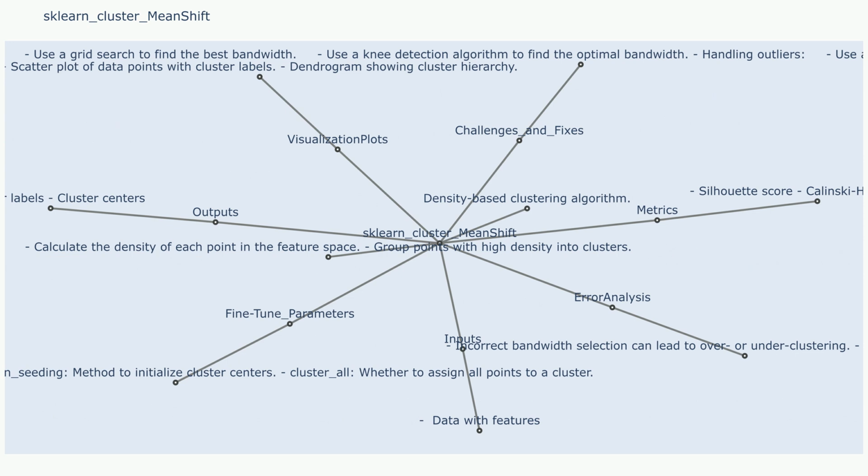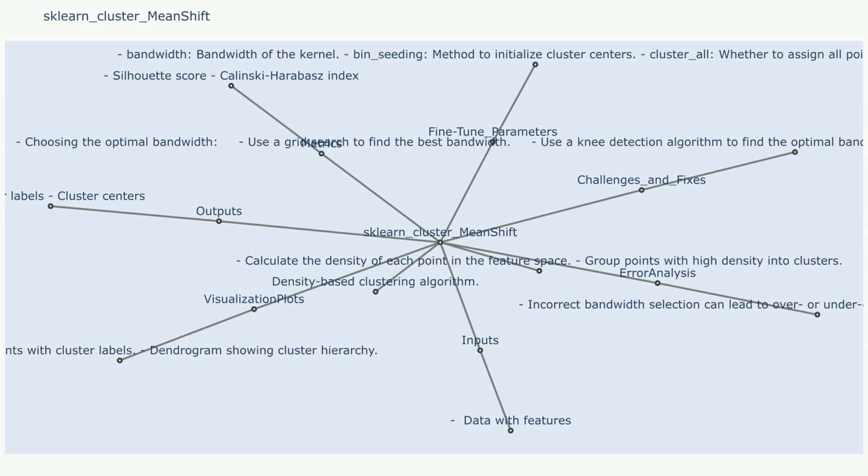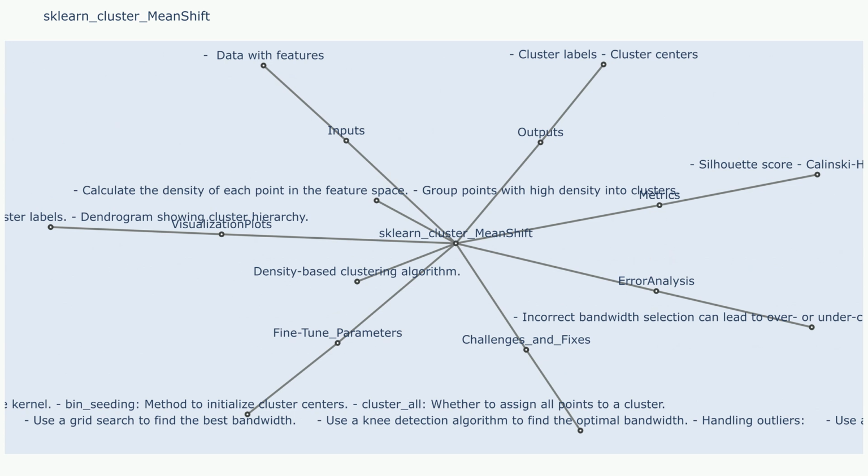Challenge 1. Sensitive to bandwidth selection. Choosing an inappropriate bandwidth can lead to either overly fragmented clusters (small bandwidth) or merging of distinct clusters (large bandwidth). Sample use case. When analyzing customer data with multiple segments, e.g. age, income, a large bandwidth might lead to merging different customer groups into one.